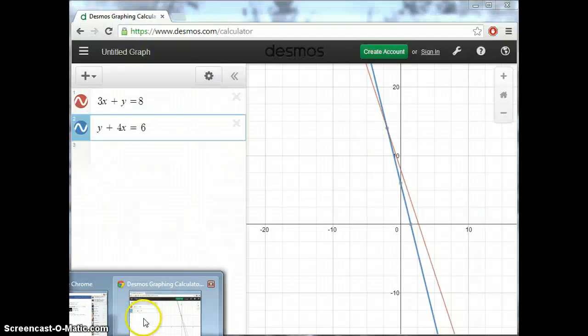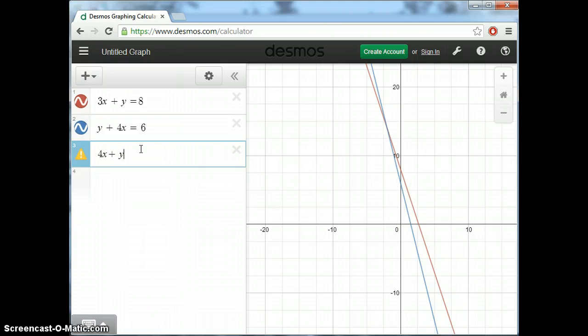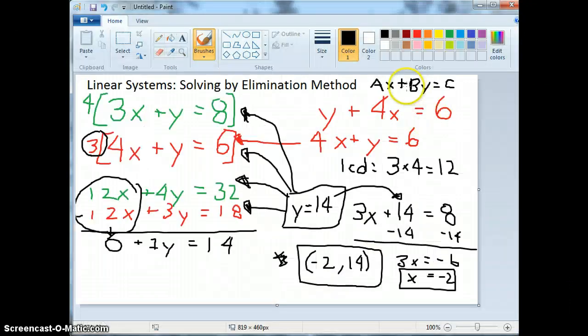And we can go ahead and look at Desmos, and if you look at it right there, there's negative 2, comma 14. And remember, this wasn't in standard form, so I switched it to standard form. All I did was, instead of y plus 4x, I put 4x plus y equals 6. And notice that it's the same line. This green line and this blue line are the same. You always want things in standard form. If you remember standard form, it's always got to be ax plus by equals c, and it'll make things a lot easier.